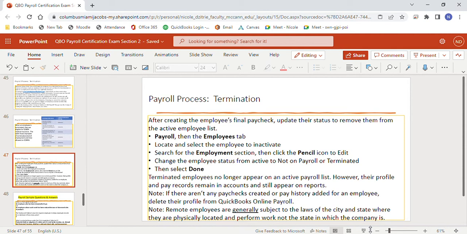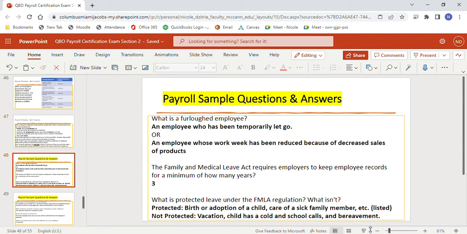So this was actually a topic for the last 2 years, because a lot of people were working remotely from their houses. So you might live in one state, like me. I live in New Jersey, but I work in Pennsylvania. So in general, they're saying remote employees are subject to the laws of the city and state where they physically are located and performing the work, and not the state that they're working for. Of course, when they go back to work, then they're back to wherever they're working.